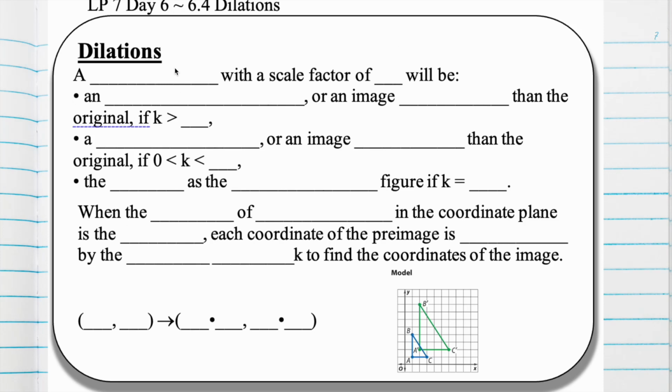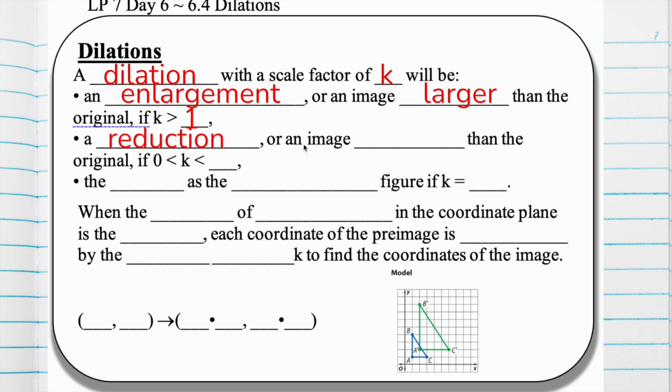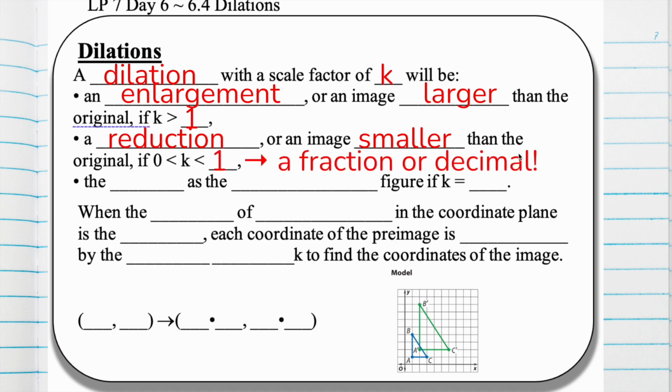So in this video, we're going to talk about dilations in the coordinate grid. A dilation with a scale factor of k will be either an enlargement, or an image larger than the original, if our scale factor is larger than 1, so k is greater than 1. It will be a reduction, or an image smaller than the original, if 0 is less than k and k is less than 1. That just means a fraction or decimal. It's not 1, it's somewhere between 0 and 1.